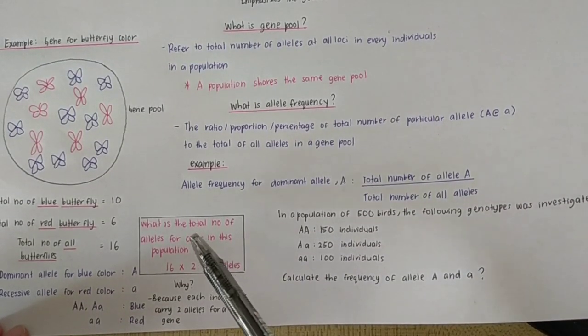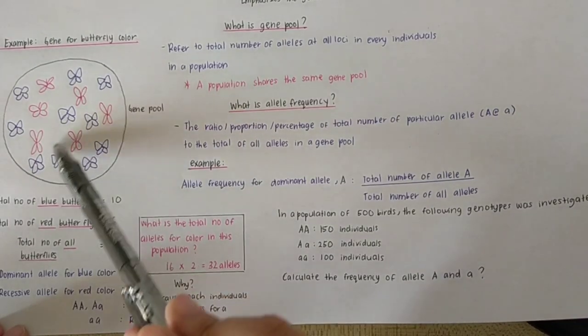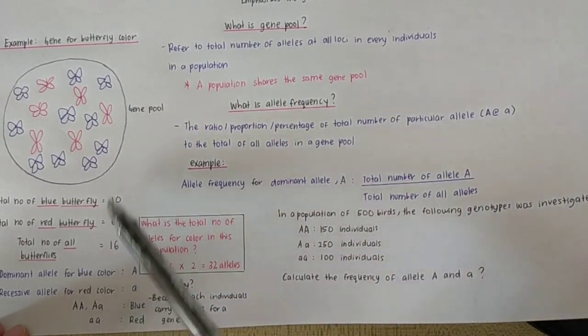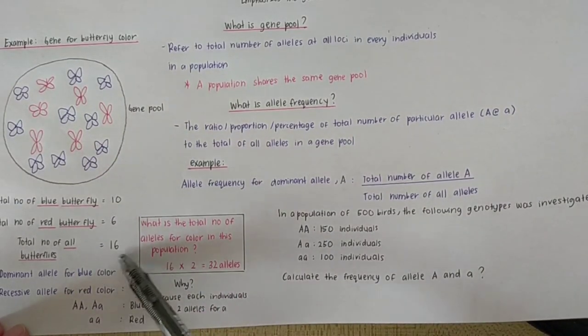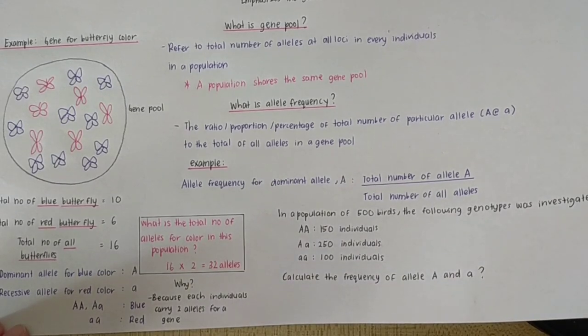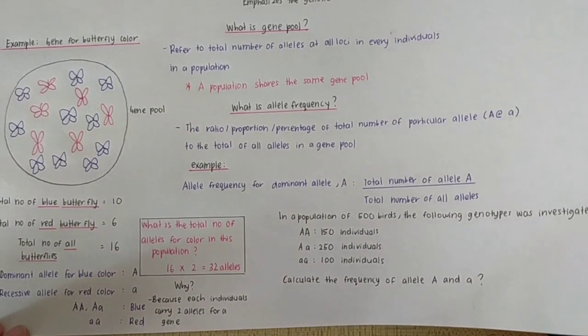So that's why macam mana kita nak cari total number of alleles in this population. Okay, first you find the total number of individual first, maksudnya bilangan butterfly dalam population ni adalah 16 and then awak kena darabkan dengan 2. So kita dapatlah 32 alleles.